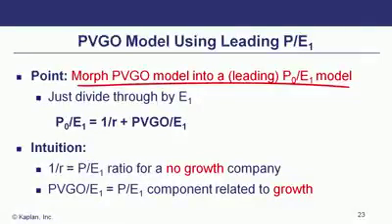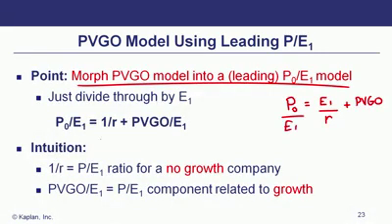turn it into a leading PE ratio model. All we do is take the formula we just looked at. So remember we said, if I have the current price, that's made up of the no-growth value, E1 over R, plus PV-GO. All we're doing is dividing through by E1. So you can see, divide by E1, we get P0 over E1, the current price over next year's earnings, that's the leading PE. If I divide E1 over R by E1, I just cancel that out. It becomes 1 over R, plus PV-GO over E1.